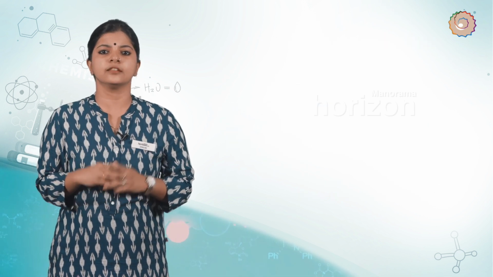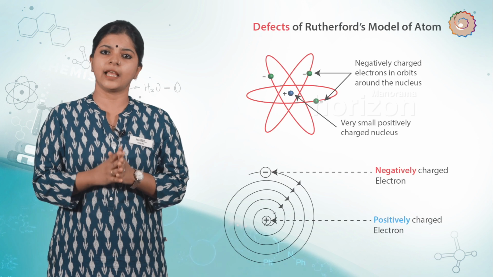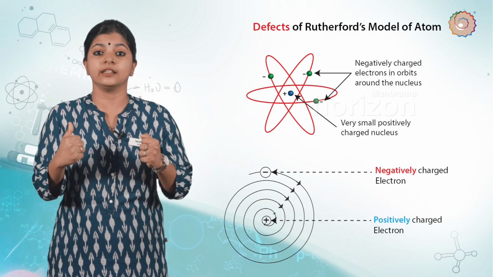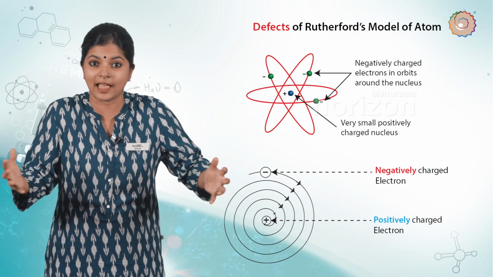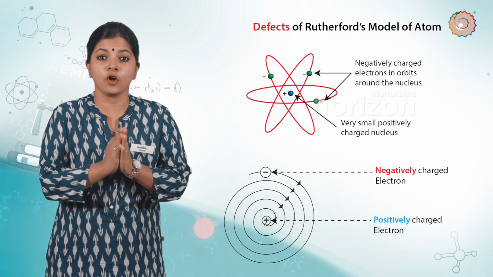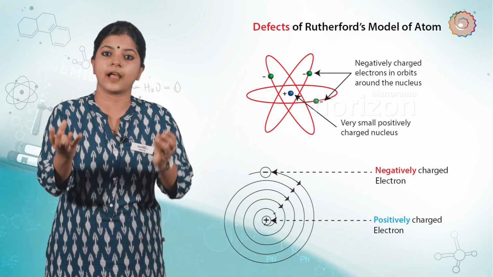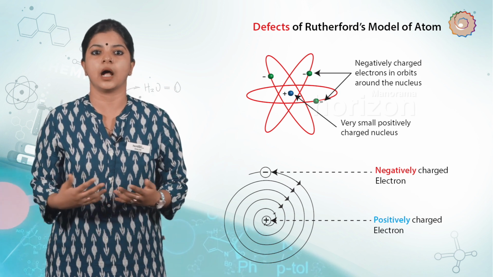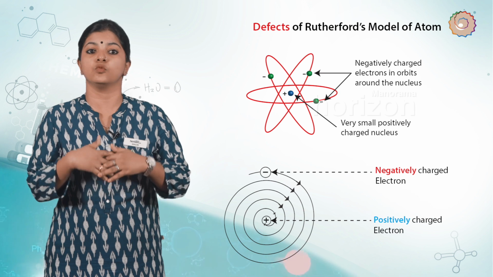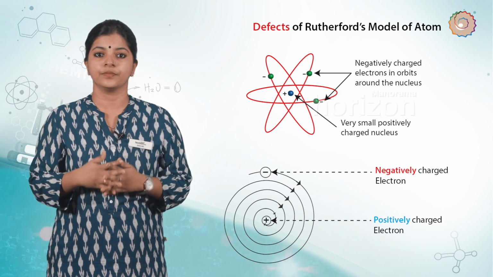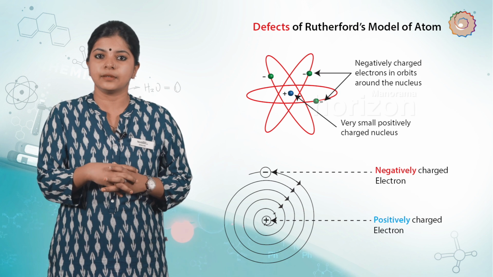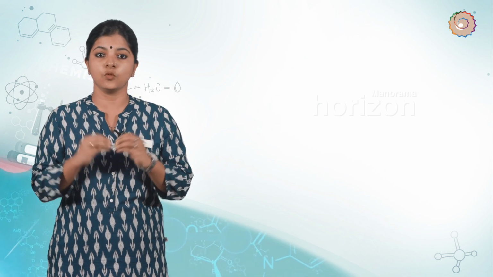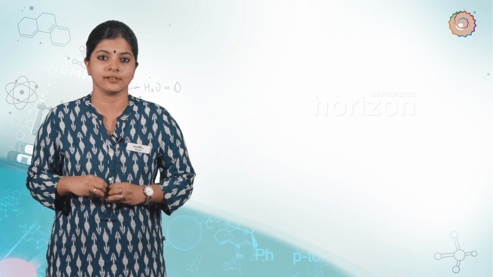But there were drawbacks in Rutherford's model too. We know that any particle in a circular orbit would undergo acceleration. And during acceleration, charged particles would radiate energy. Thus, the revolving electron would lose energy and finally fall into the nucleus. If this were so, the atom should be highly unstable and hence matter would not exist in the form that we know. But we know that atoms are quite stable and Rutherford's model could not explain this. So this was the drawback of his model.